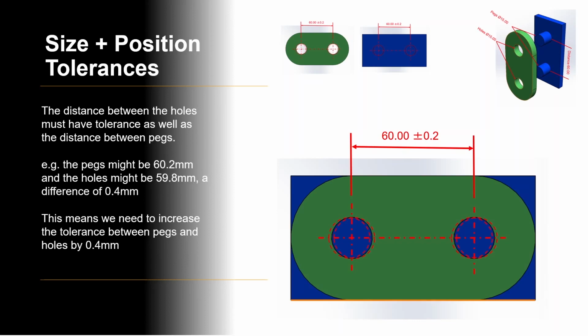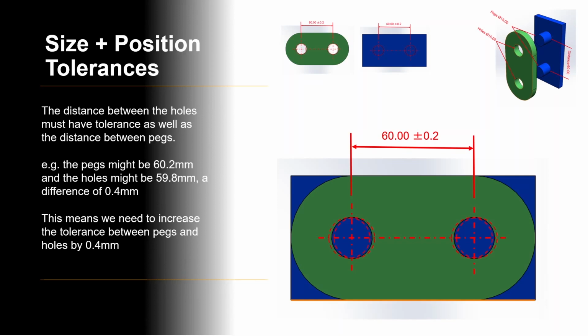So in this case the holes can be 60 millimeters plus or minus 0.2, and the pegs will be 60 millimeters plus or minus 0.2. So if the holes are as far apart as they can be, they could be at 60.2, and if the pegs are as close together as possible, they can be at 59.8.